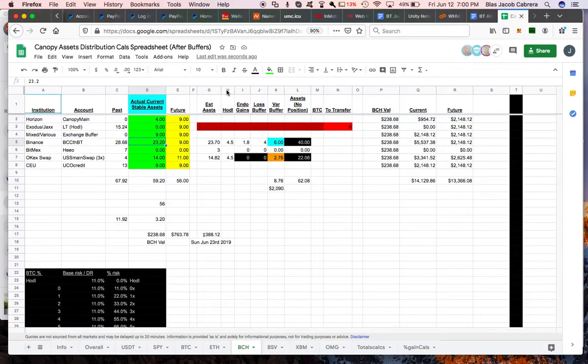The last column is column H, which is the HODL. You don't need to worry about this, and the reason why we take out the HODL is because it is already in the exchange buffer, which is in line 4. So we have 9 BCH for the exchange buffer when there's half of them in each of the exchanges. So it's 4.5 and 4.5. Right? So this is actually already accounted for over here.